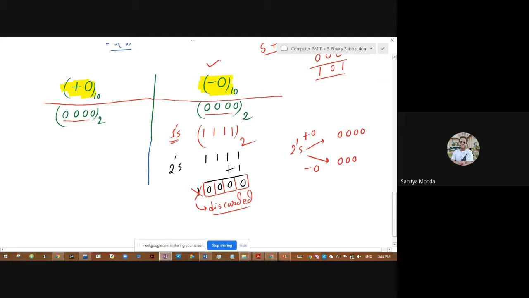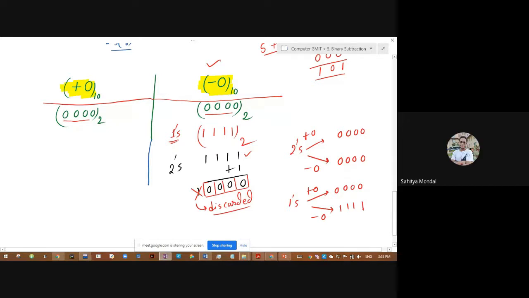But in one's complement, what do we get? Plus 0 is 0 0 0 0 and minus 0 is what? 4 ones, right? Is it clear up to this? Sir, can you repeat this part again, sir?